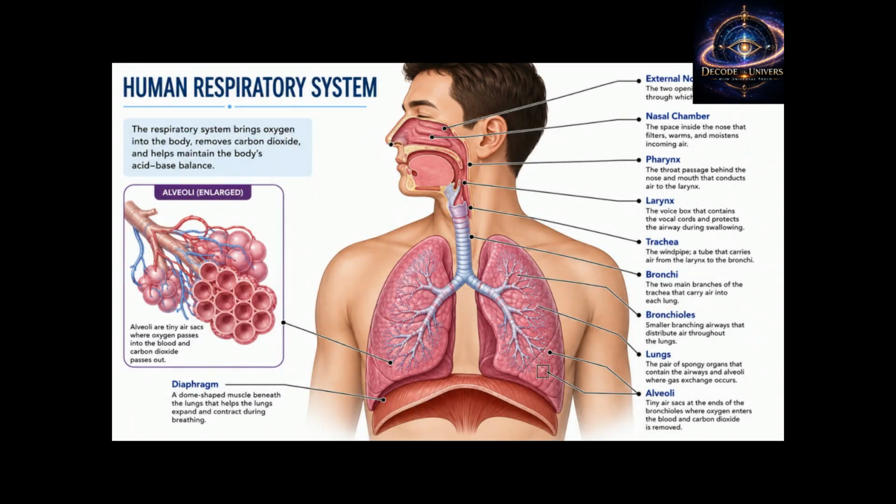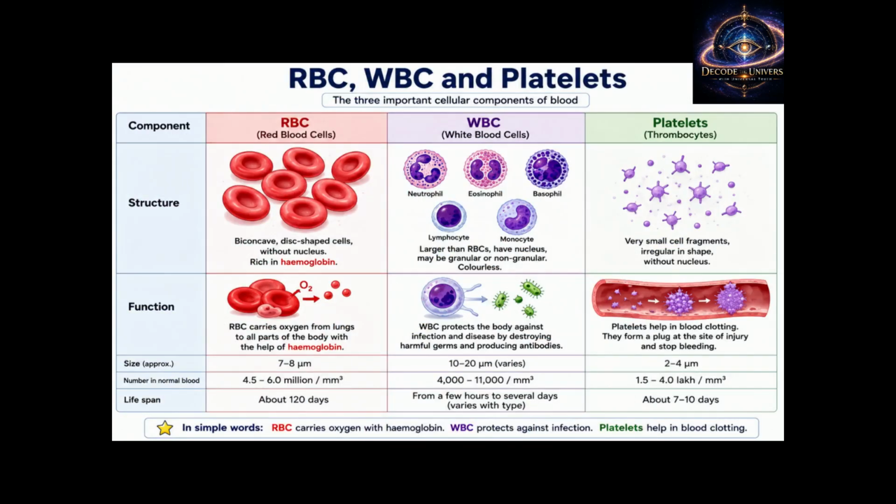Q1. Why is blood called a connective tissue? Blood connects different parts of the body by transporting oxygen, nutrients, hormones, and wastes. It has plasma as matrix and formed elements, so it is called a connective tissue.